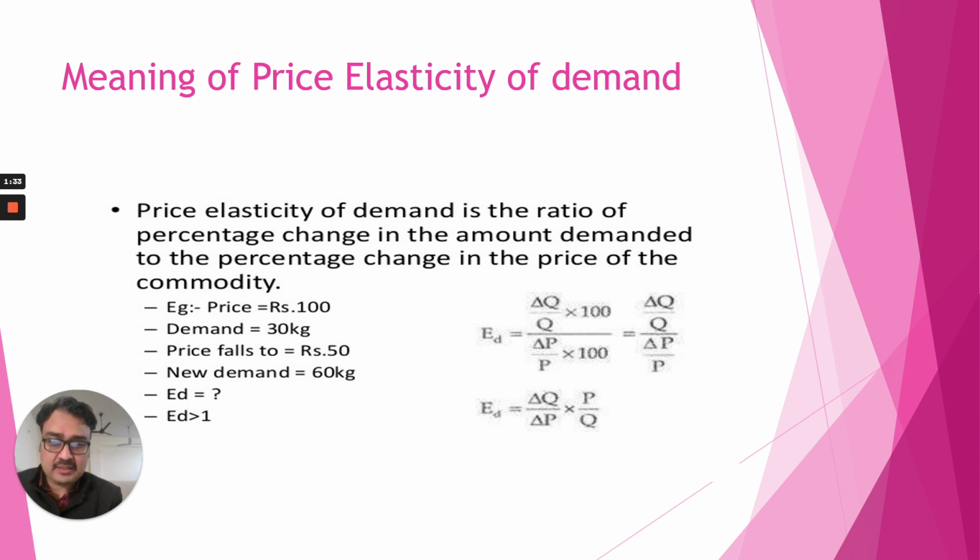So its formula is elasticity of demand is equal to delta Q upon Q into 100, that is percentage change in quantity demanded, whole divided by delta P upon P into 100, that is percentage change in price of the commodity. By modifying the formula, by further processing, the formula of price elasticity of demand is equal to delta Q upon delta P into P upon Q, where delta Q is the change in the quantity demanded and delta P is the change in the price of the commodity.